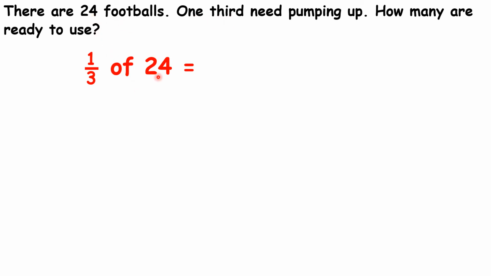And finding 1/3 is the same as dividing by 3, because if the numerator is 1, we can find the fraction simply by dividing by the denominator. So 24 divided by 3 is 8, so 8 footballs need pumping up.